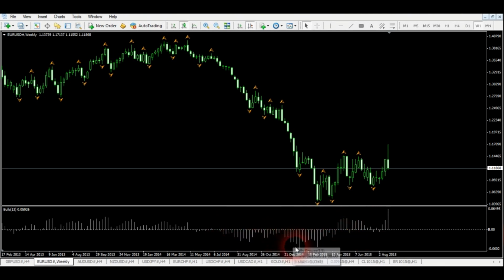Here, some of you may say, why are some of these bars above the line and some of them under it? And why are some of these longer and some of them shorter? Okay, see, usually bull's power gets used for buying trades, but there are some rules to it.